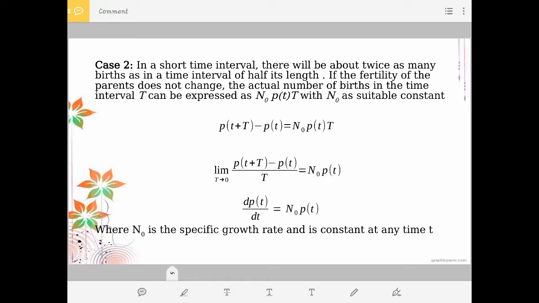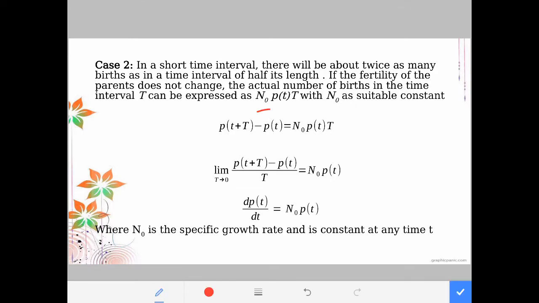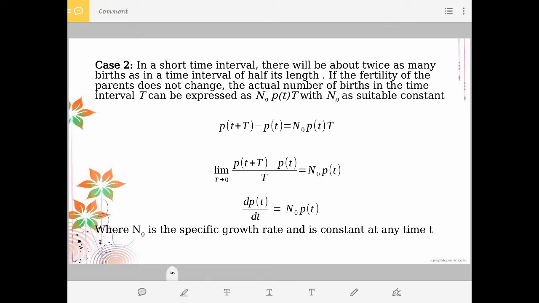The actual number of births at the time interval T can be expressed simply as N. Let's change our definition of N to N sub 0, just to differentiate it from the first case. So N sub 0 as a function of T and time interval T, whereas N0 is a suitable constant.